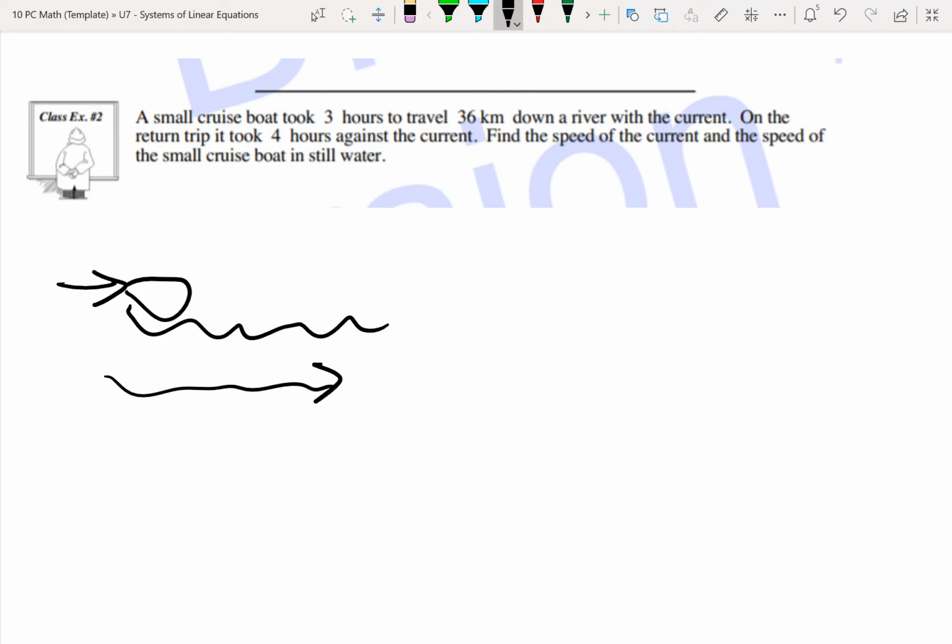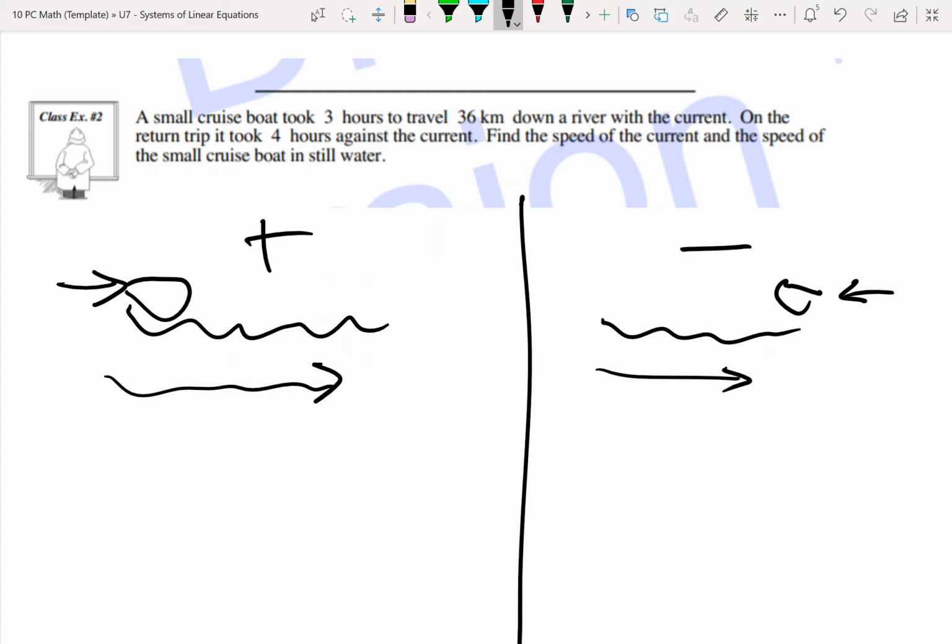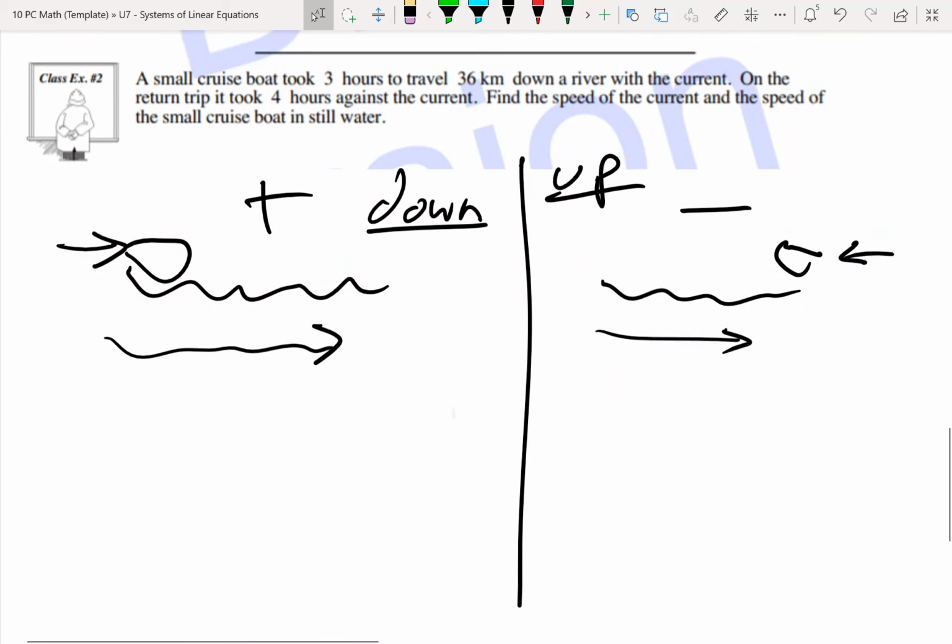If you're going the same direction as the current, you're going to go faster. That's a boost. That's addition. Whereas if you're going the other direction than the current, you're going to go slower, because it's whatever your speed is, but you have to take away the force pushing you. So our two equations are going to be the downstream one, which is when the current is pushing you, and then the upstream one, which is when the current is in your face. The same thing is true with airplanes. So let's set up our two equations.